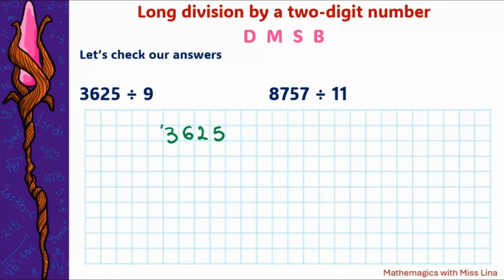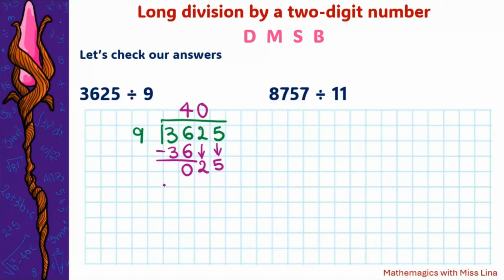3,625 divided by 9. 3 is small, so 36. 36 divided by 9 is 4. 9 times 4 is 36. Subtract and get 0. We bring the 2 down. 2 is too small for 9, so that's gonna be 0, and we bring the next digit.